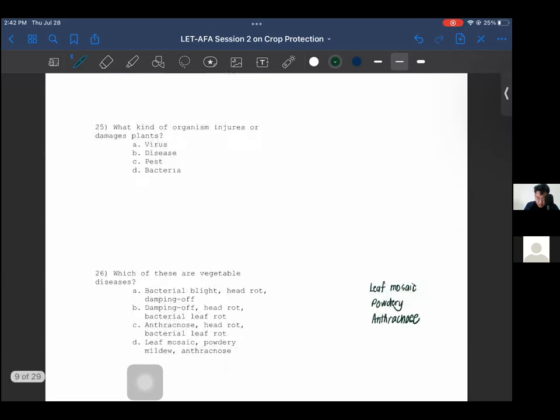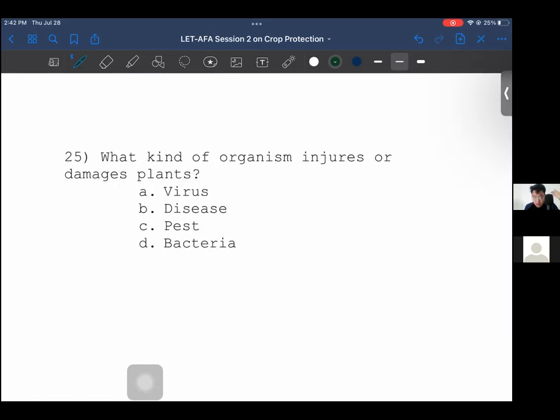Okay, so next. What kind of organism endures or damages the plants? So for this question, again, it is a general question. What kind of organism ang tinatanong that endures or damages the plant? So we also need a general answer. And in that case, it is the letter C, which is pest. So here in this item, pest ang answer. Viruses and bacteria are also organisms that endure or damage the plants, but they are not looking for a specific answer. So general answer, general question.